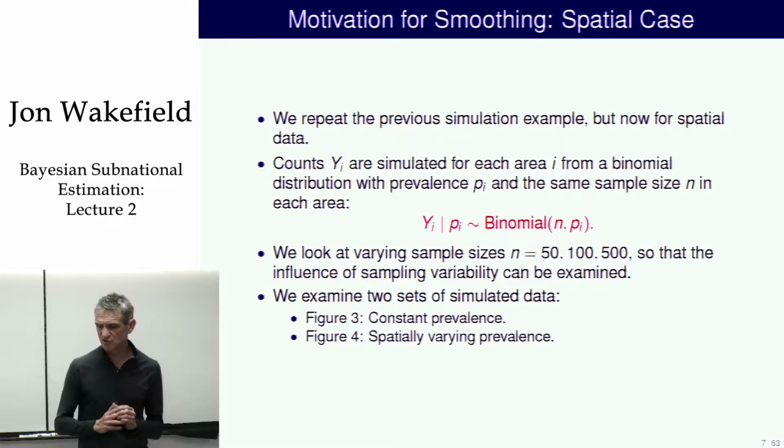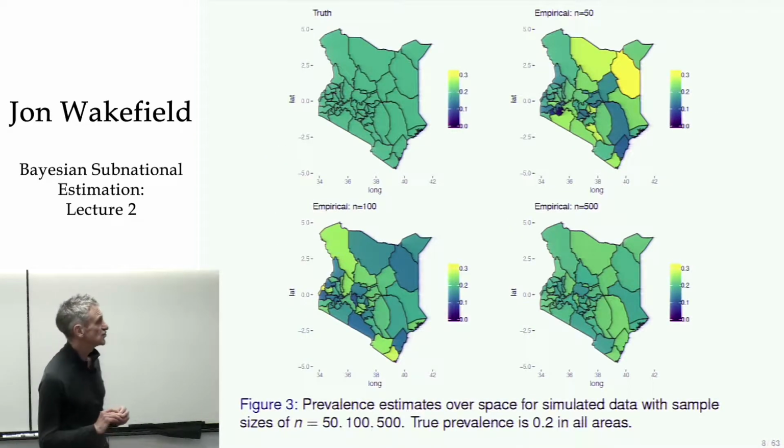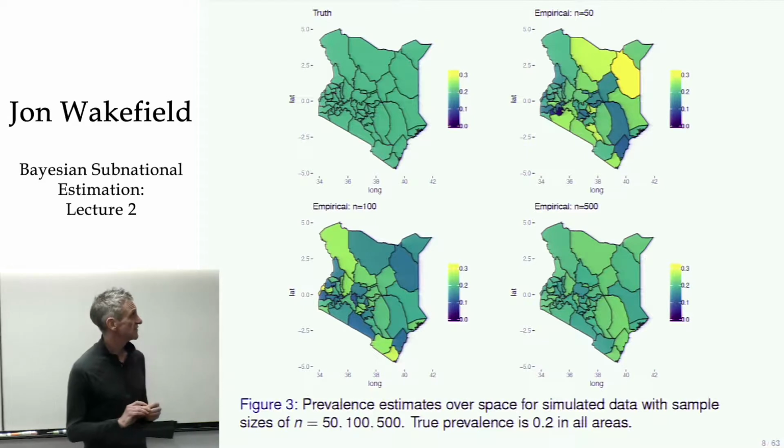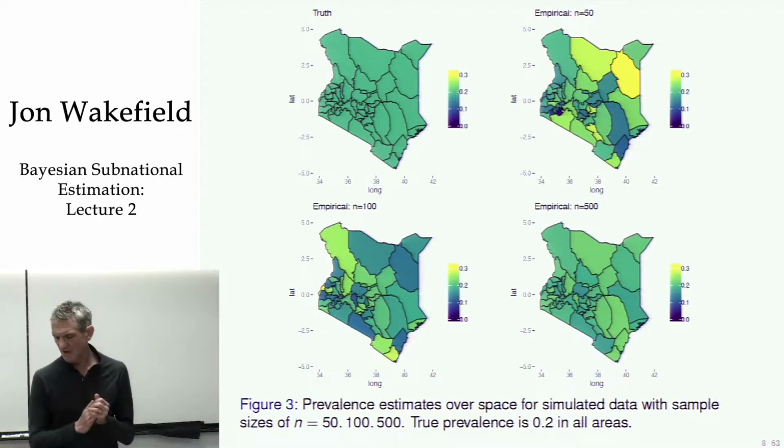And again, I'm going to look at two sets of simulated data. In the first, the true signal is on the top left, and it's just flat. So you see the yellow colors here are high prevalences, just around 30%.